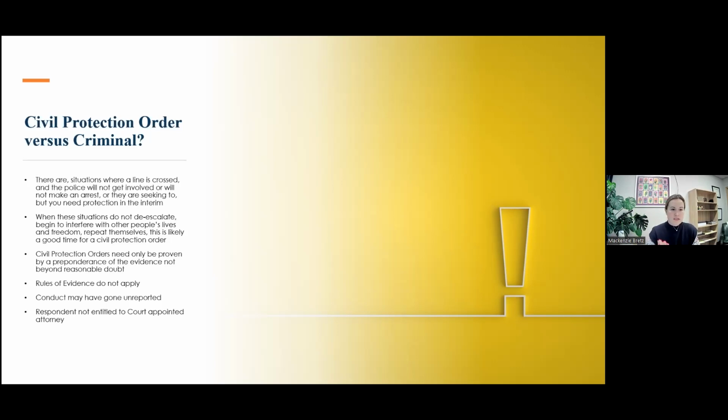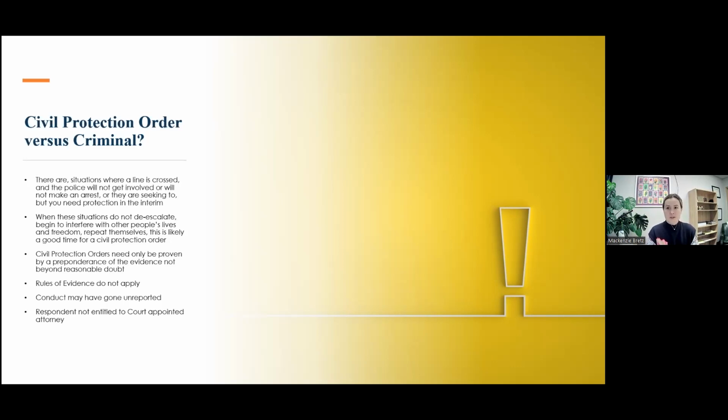There are also instances where the police are seeking further criminal action, but in that time where your information is sent to the prosecutor, you still feel the need to be protected. And so a civil protection order helps in the in-between time. There's a lower standard of evidence for civil protection orders, so that can be helpful. Rules of evidence don't apply as stringently in civil protection orders.